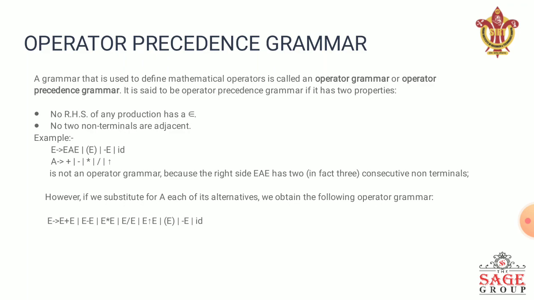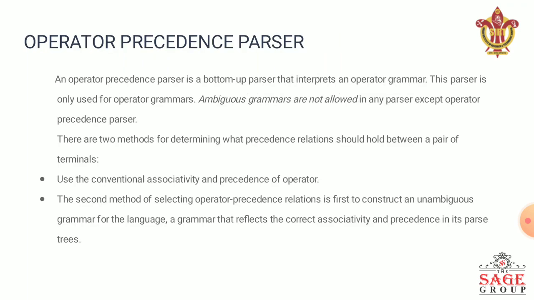So if we find that any grammar is not an operator precedence grammar, we can convert it into the form of operator precedence grammar by replacing or substituting the other values. Now we start with the operator precedence parser.